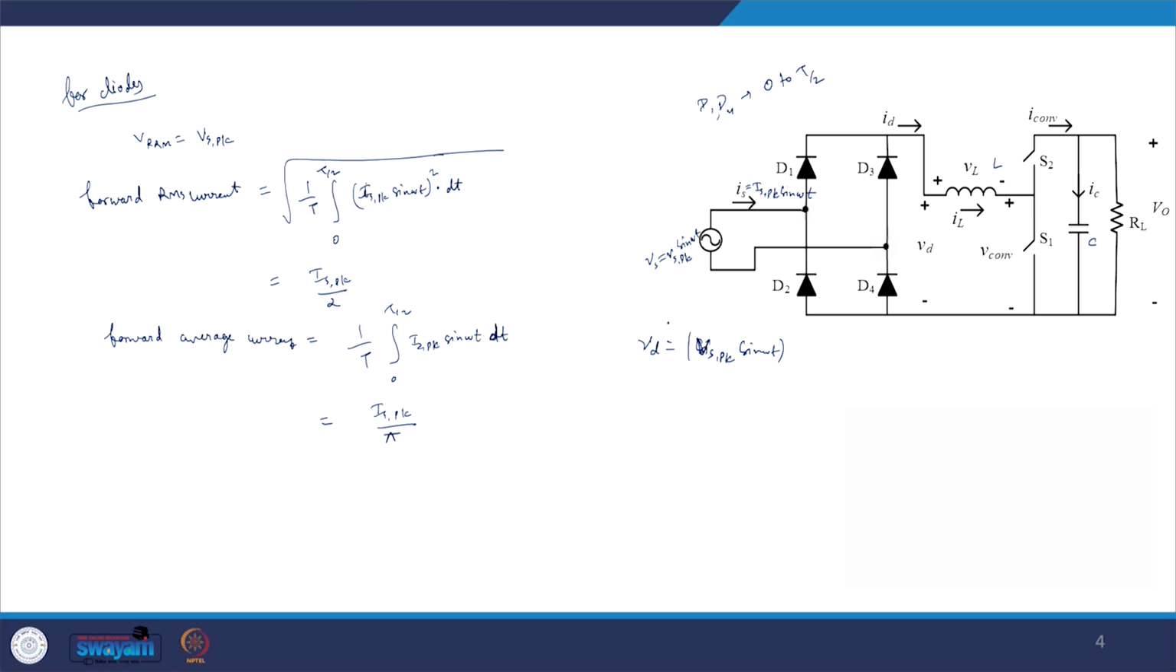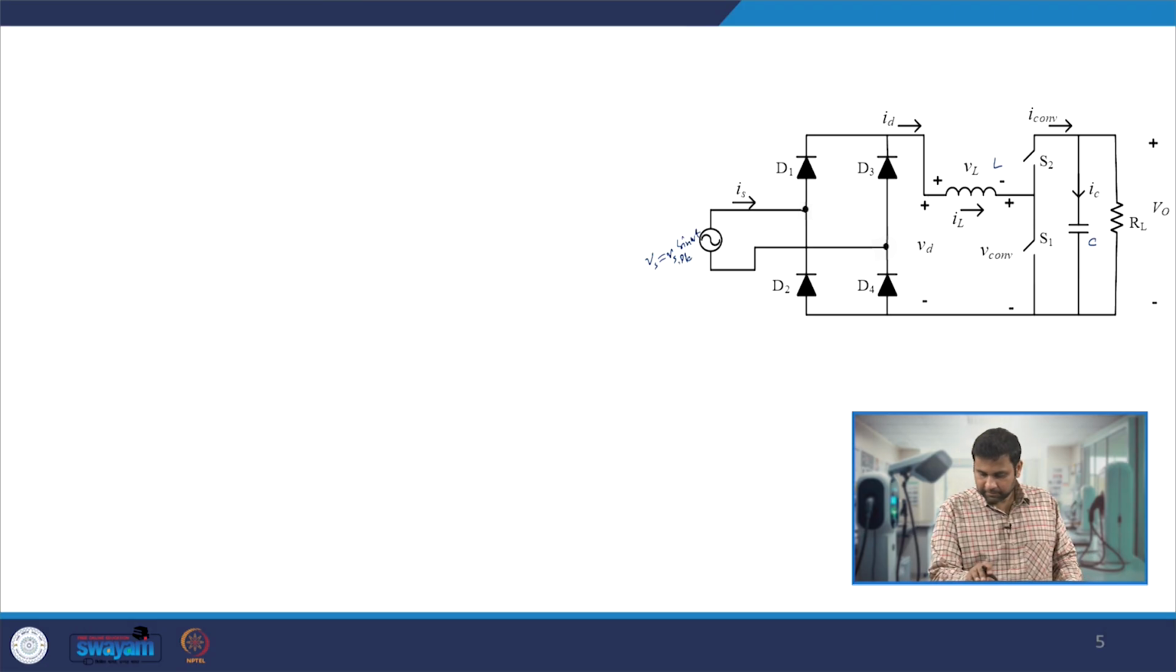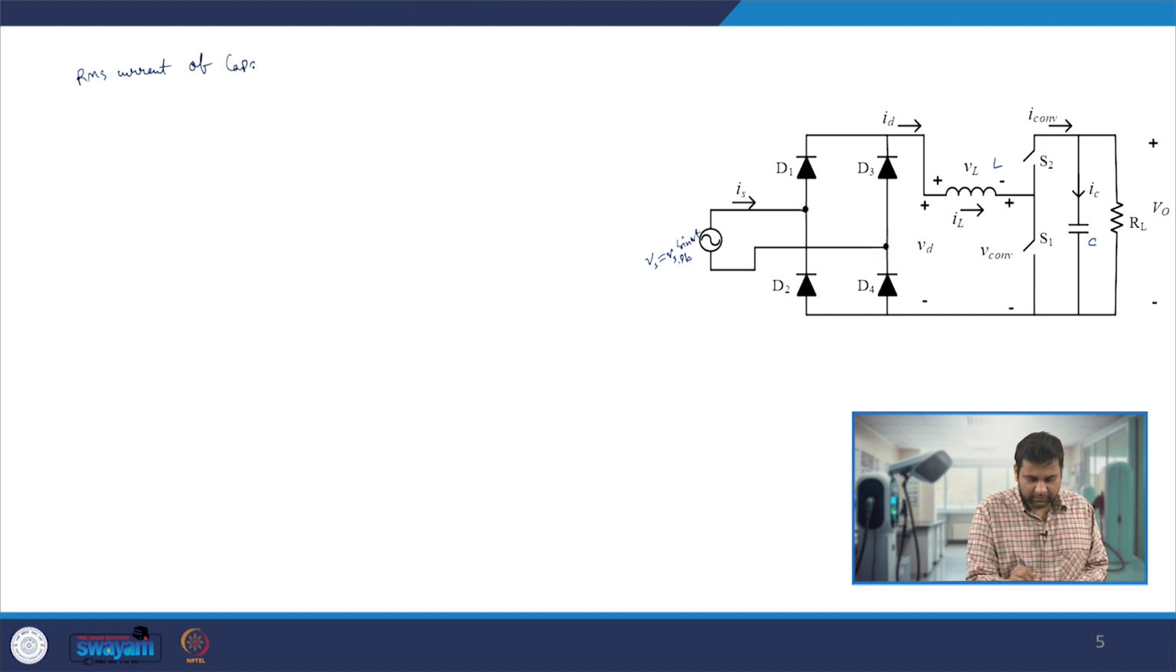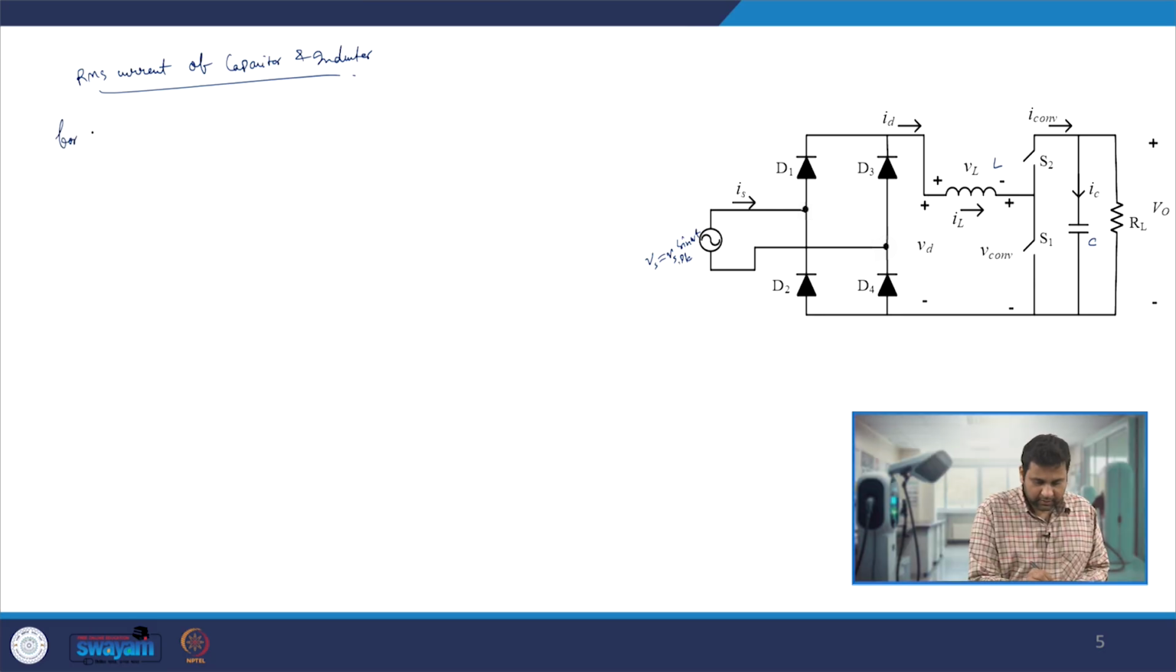So we have seen up till now the switch rating, diode rating, capacitance value and inductance value. Now we have to calculate the RMS current going through the inductor and the RMS current flowing through the capacitor. So let us see the current of the capacitor and inductor, first for the inductor.